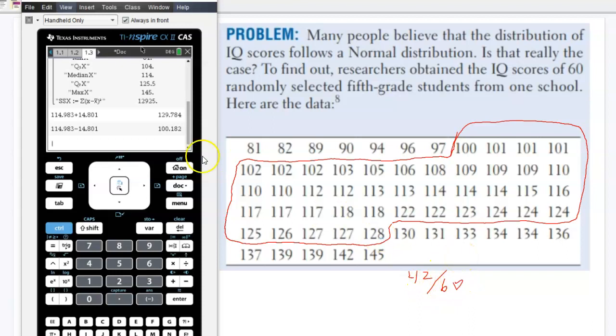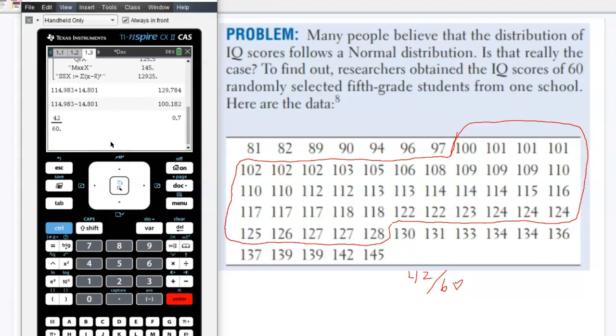Let's figure out what that is. So 42 divided by 60. It's not bad, right? We're looking for 68%. We got 70%. I can live with that right now. That's pretty close so far. I'm thinking this might be approximately normal.